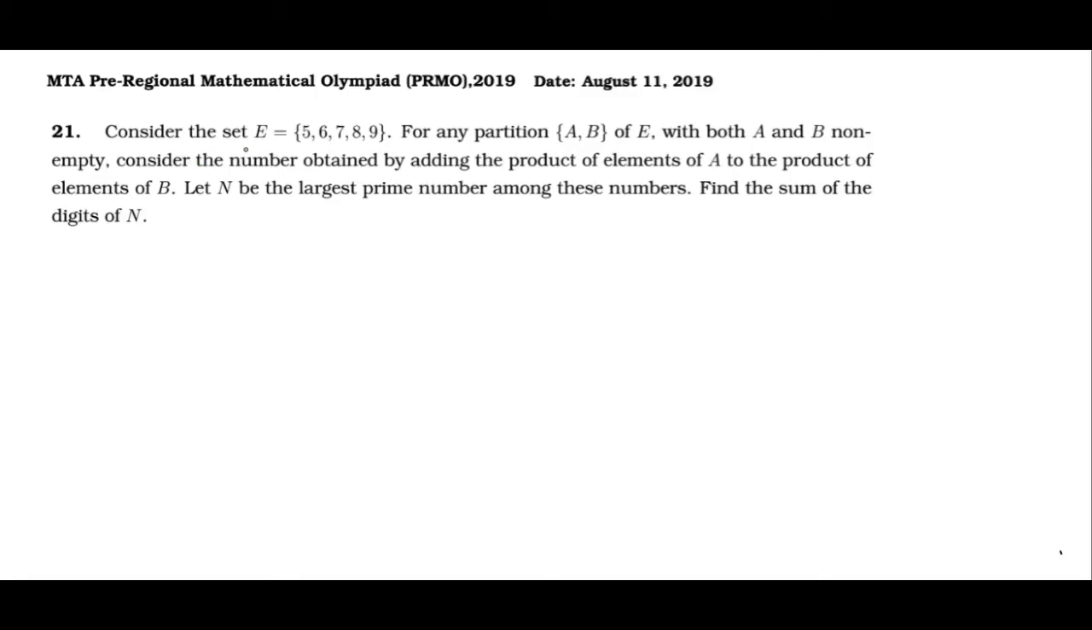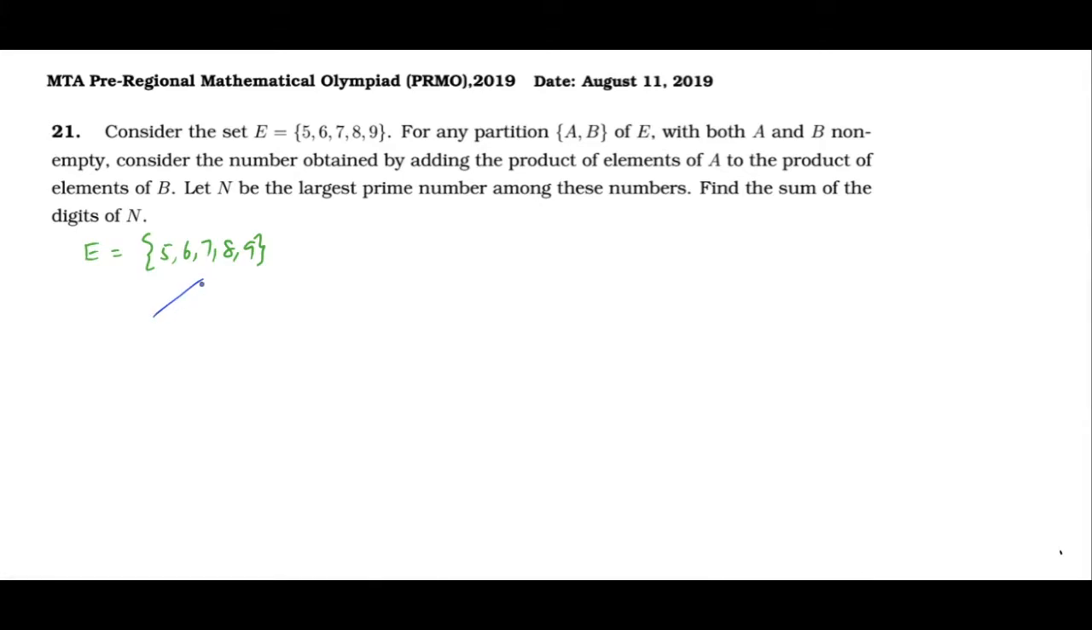Question number 21. Consider the set E = {5, 6, 7, 8, 9}. For any partition AB of E with both A and B non-empty, consider the number obtained by adding the product of elements of A to the product of elements of B.